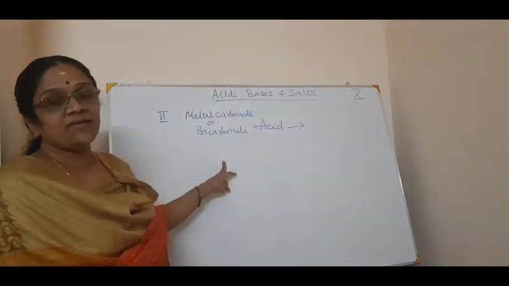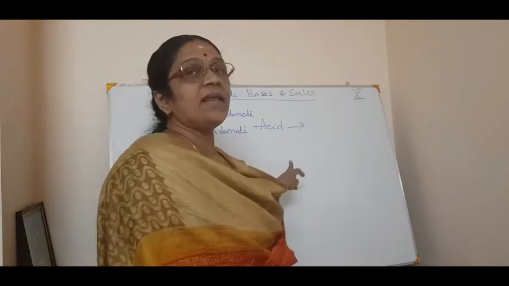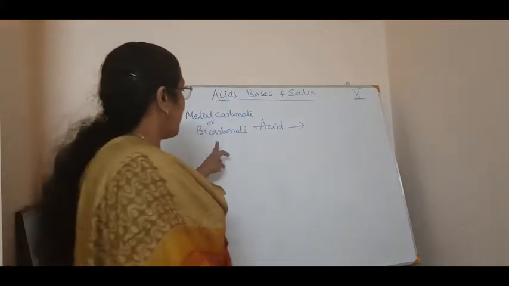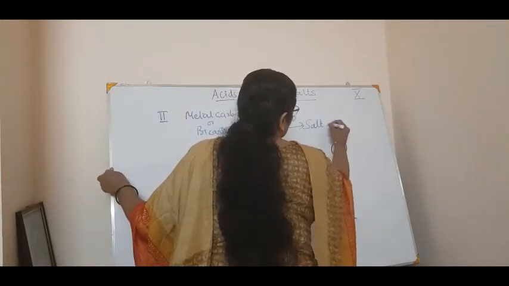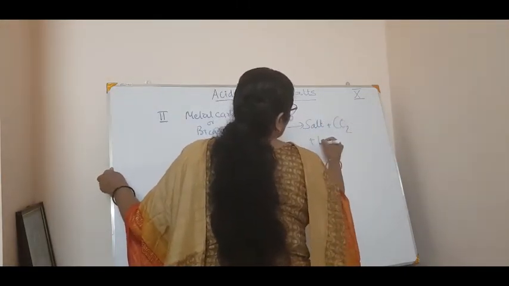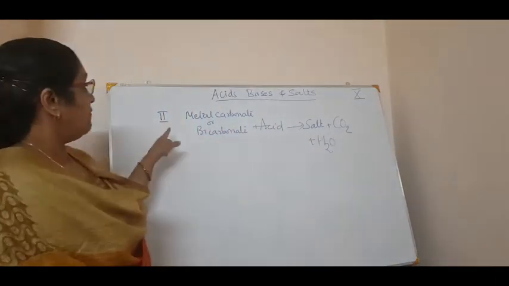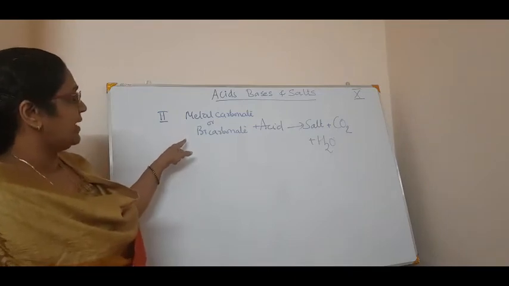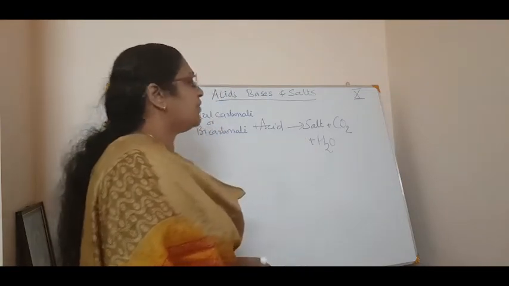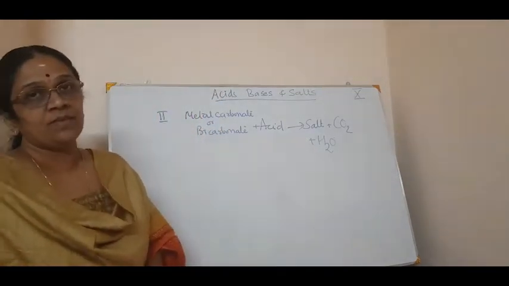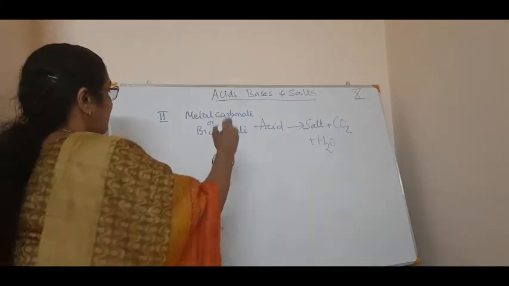This is the second reaction. What will happen if metal carbonate or bicarbonate reacts with the acid? The generic equation is salt plus carbon dioxide plus water. So when metal carbonate or bicarbonate reacts with acid, you will get salt plus carbon dioxide plus water. You have an activity in your book showing this reaction, so we will go for that.